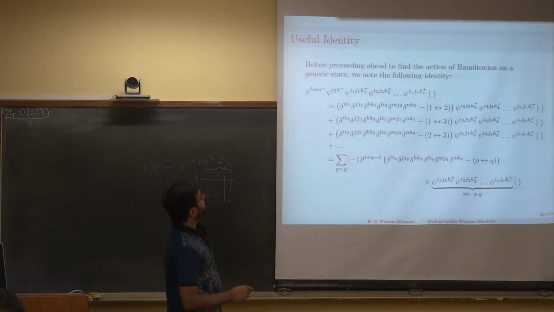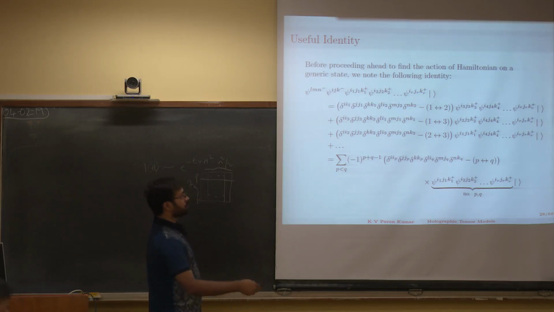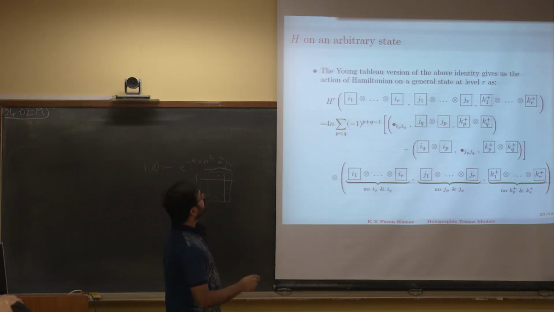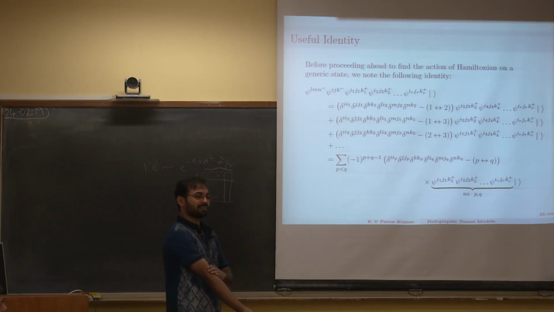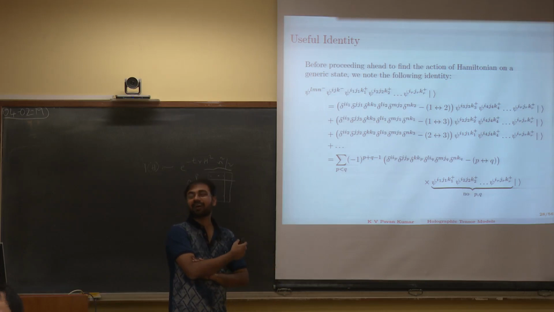So before, to find the action of the Hamiltonian, we note the following identity. This is easy to prove. The details are not important. I just want you to see that this is a simple identity. The Young tableau version of this identity will lead you to finding the action of the Hamiltonian. This is the Fierz identity. There are gamma matrices; there should be some spinors also, right? The Fierz identity has spinors also. Maybe this is, and which these days would be spin. That's also a possibility.